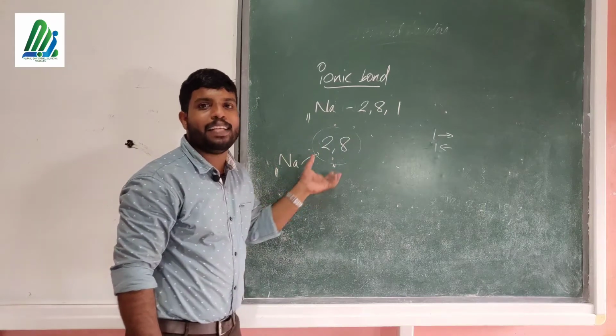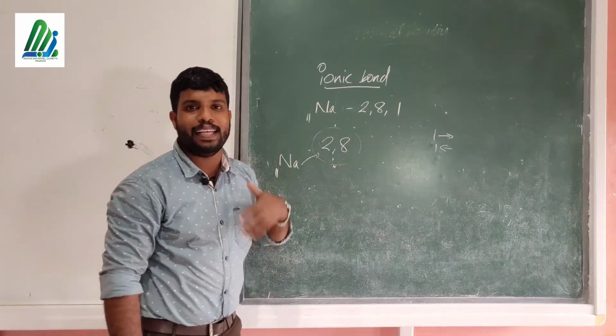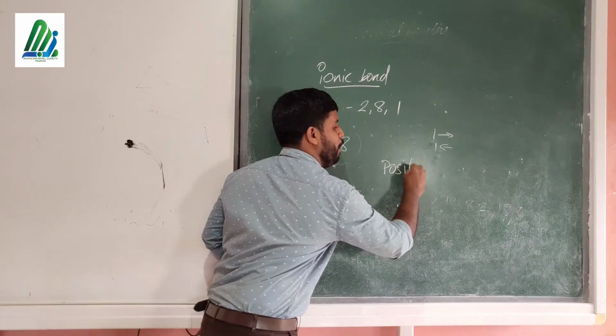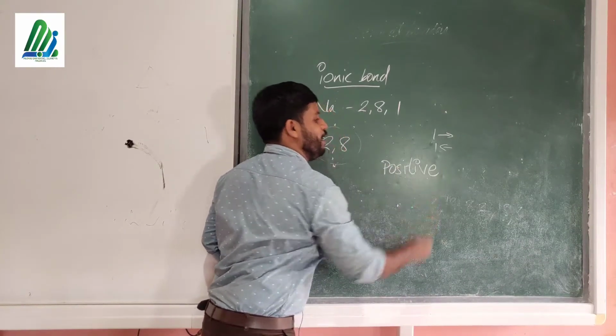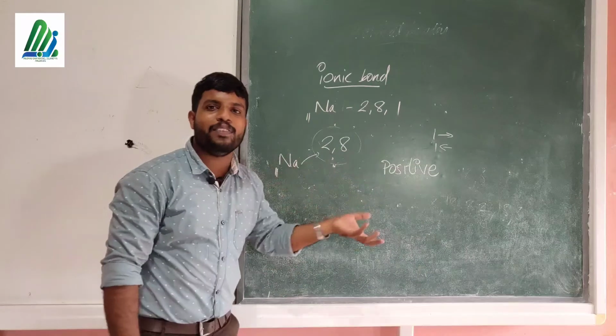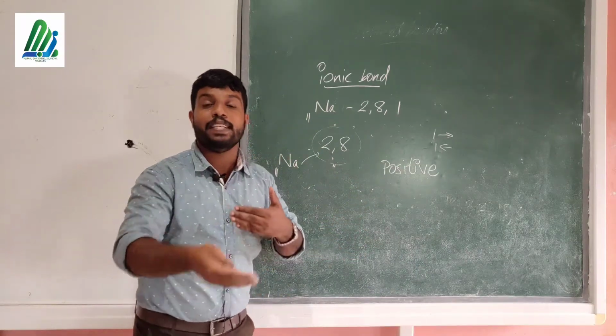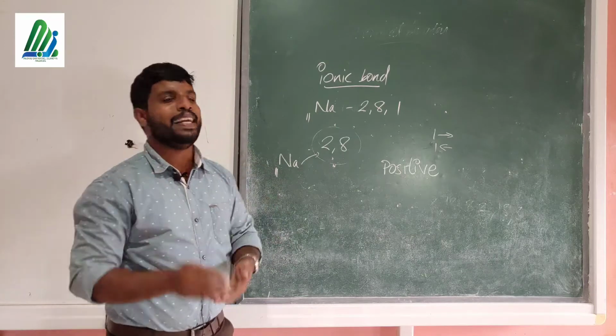If an atom loses an electron, it will get a positive charge. If it donates one electron, it will get one positive charge, and if it accepts one electron, it will get a negative charge.